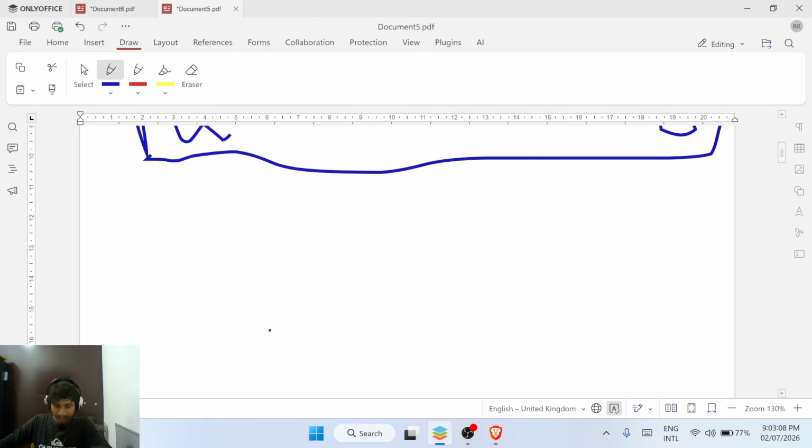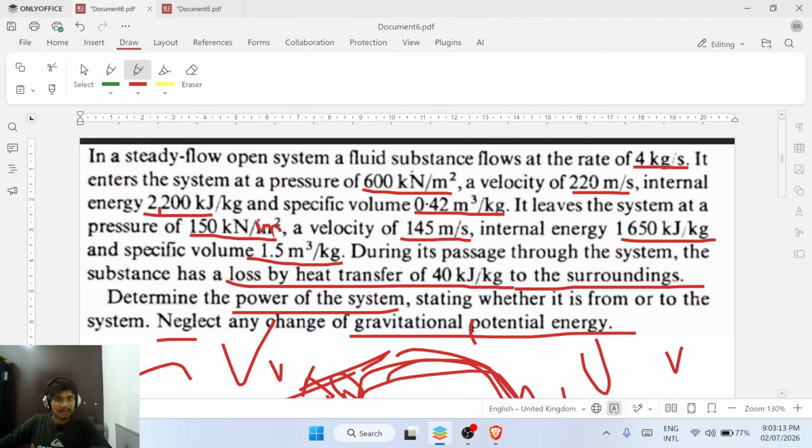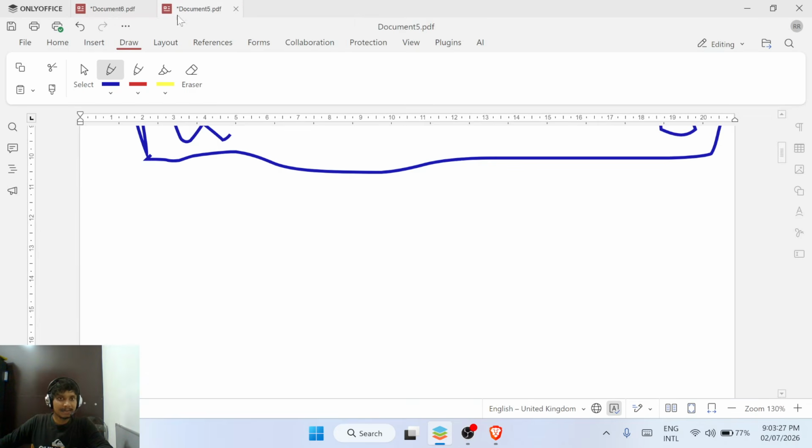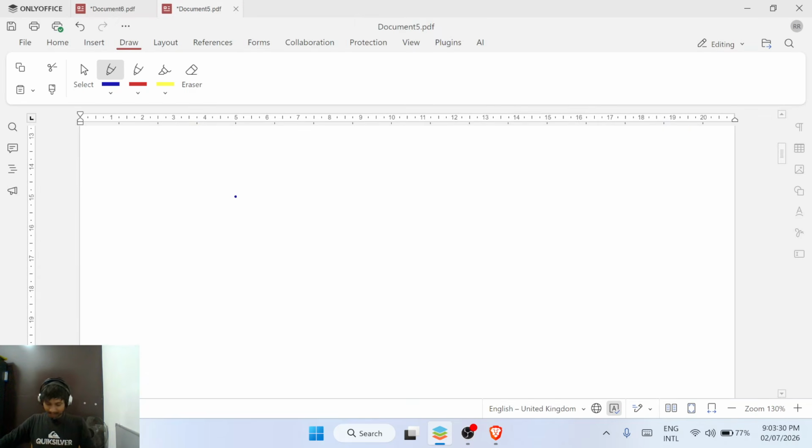Now we are going to find the answer. Determine the power of the system. Let's find how to find it. First, we are studying the steady flow energy equation. Already we studied the non-flow energy equation; here we are studying the steady flow energy equation.